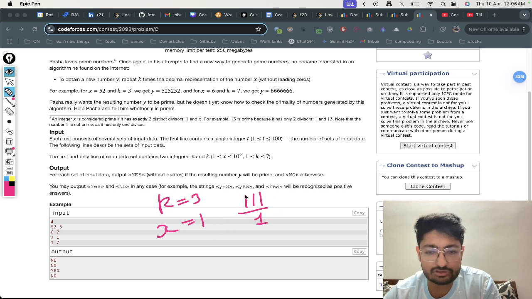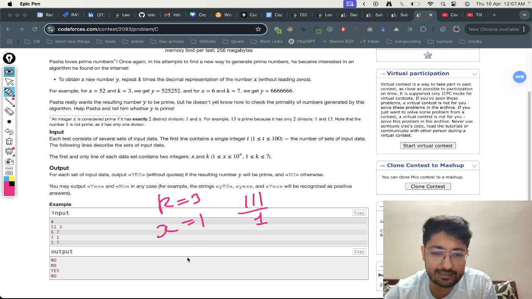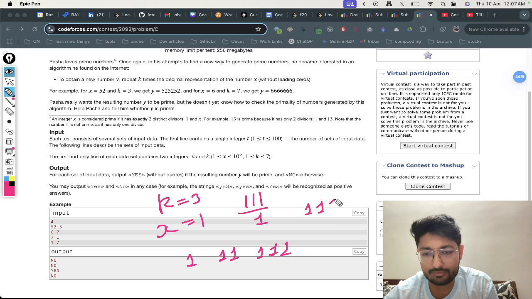So as you can see, for this to be a prime, it should be divisible by 1 and itself, and no other number. So as you can see, this is divisible by 1, but that is only the first condition. The second condition is still to be checked. I still have to check whether 11 is a prime, 111 is a prime, and so on till k equal to 7, like let's assume 1 repeated 7 times.